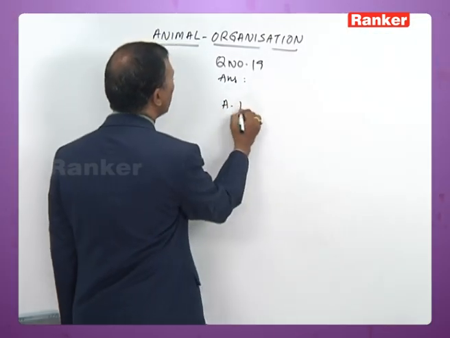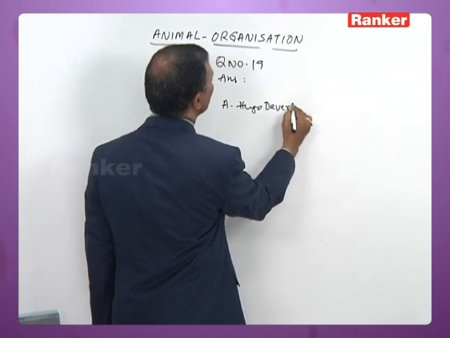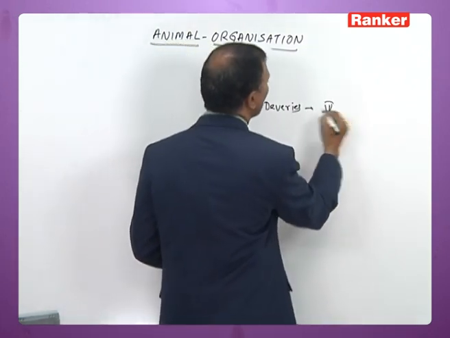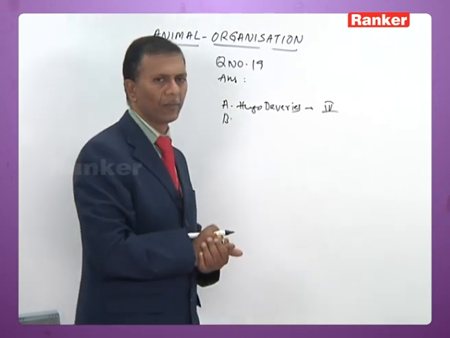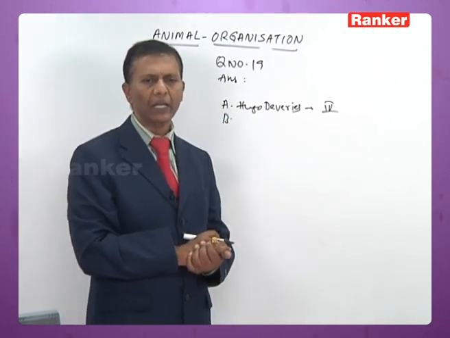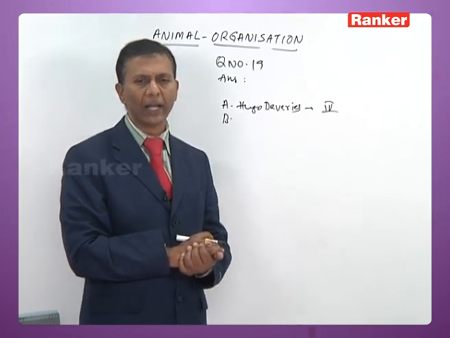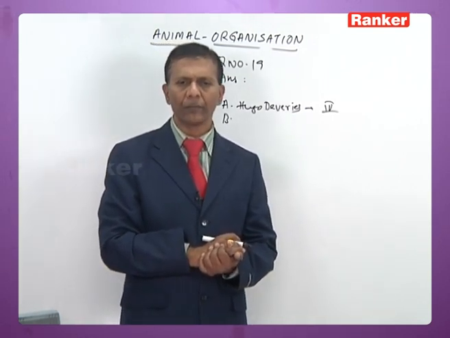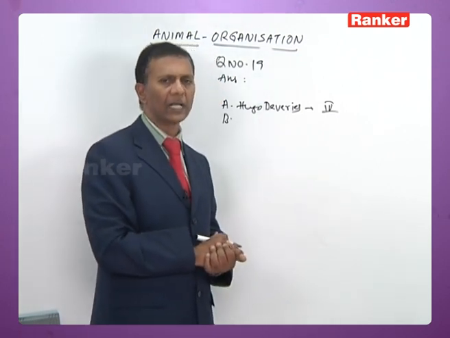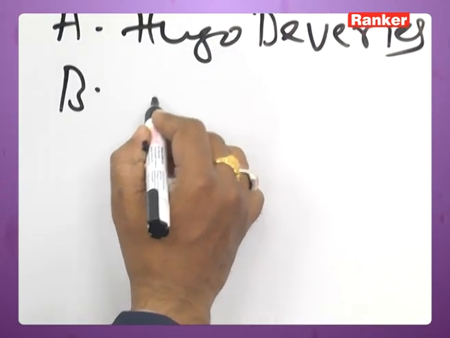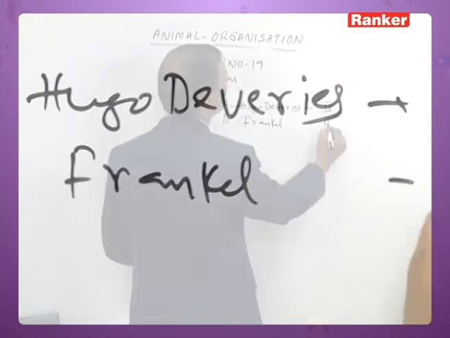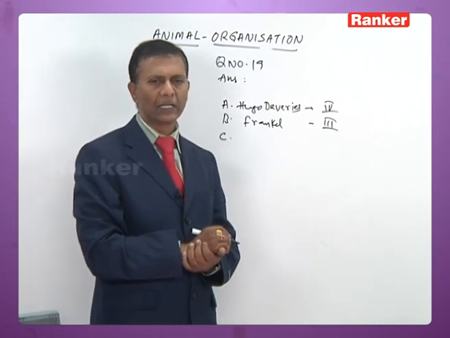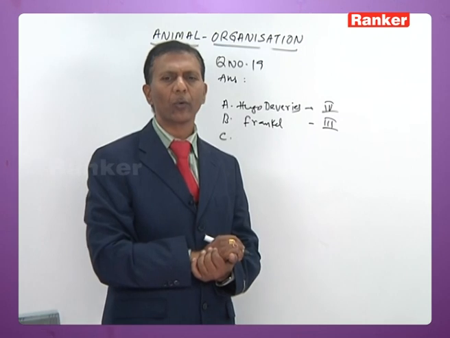First, if you take A, Hugo de Vries. You know very well that Hugo de Vries is the father of mutations. So he has put forth the concept of mutation. That is, fourth option is the correct for A. Now next B, Fraenkel-Conrat. He is the one who put forth genetic nature of RNA. So the third one is the correct answer. The genetic nature of RNA was put forth by Fraenkel-Conrat.